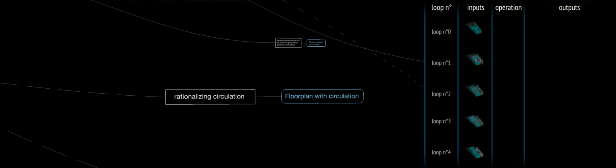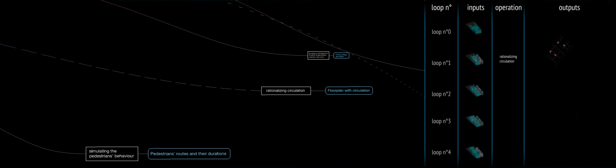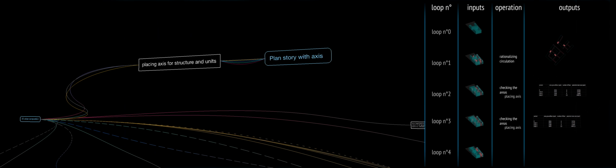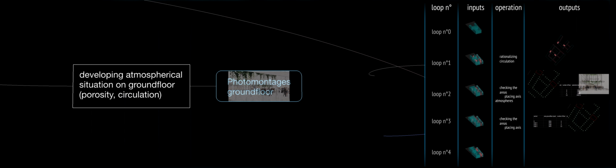Each 3D model became an input for following operations, such as rationalizing circulation, checking the areas, placing axes for structure and units, developing atmospherical situations on the ground floor.